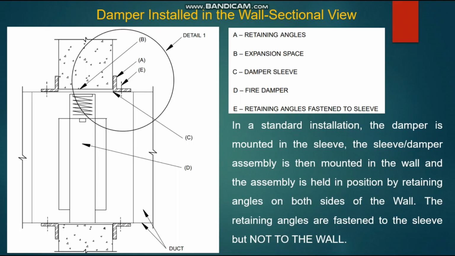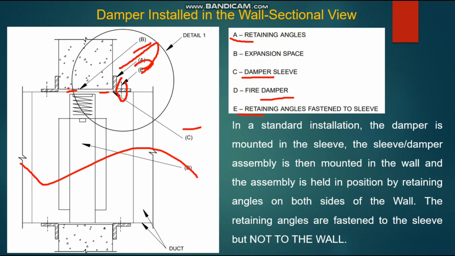In those conditions, the local authority then accepts the liability for the possibility of damper failure due to the improper installation. In this sectional view of the image, you can see the dampers installed in the wall. The first one is the retaining angle, marked A. And the expansion device, B, which is the gap between the steel damper sleeve and the wall. And C is the damper sleeve. And D is the fire damper, the overall arrangement. And finally E is the retaining angle fastened to the sleeve. You can see the retaining angle E is fastened to the sleeve, not to the wall.